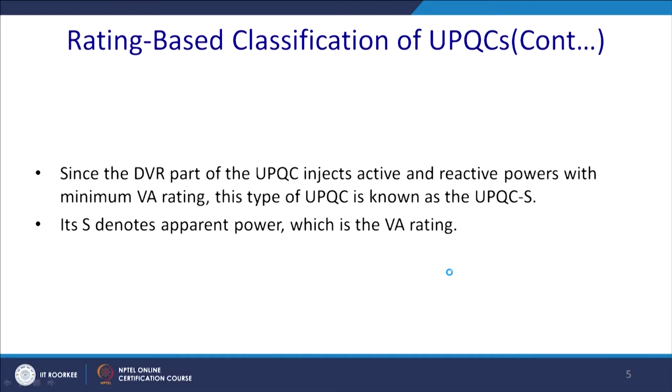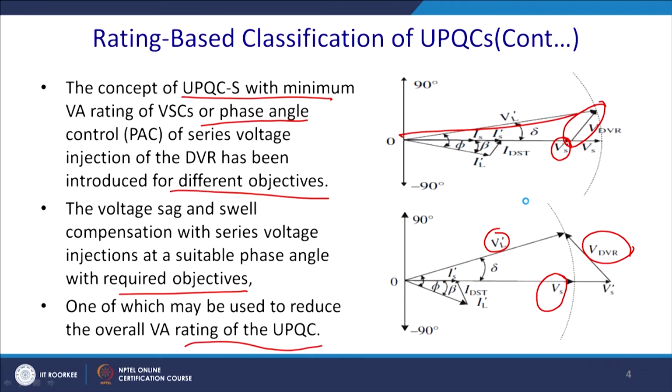So let us understand it. Since the DVR part of the UPQC injects active and reactive power with minimum VA rating, for this reason this type of UPQC is known as UPQCS, where S denotes the apparent power, which is its VA rating. Why is it optimal? Because you can inject in phase or quadrature, but then this optimal correction of the delta was not possible. You want the angle between them to be delta.